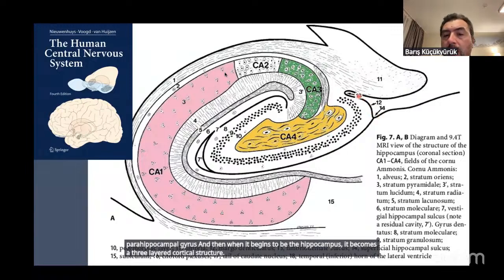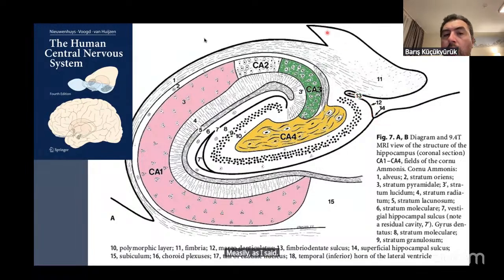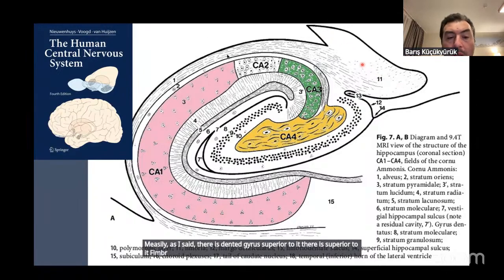Mesially, as I said, there is the dentate gyrus. Superior to it, there is the fimbria of the fornix, and there is the ventricular side.